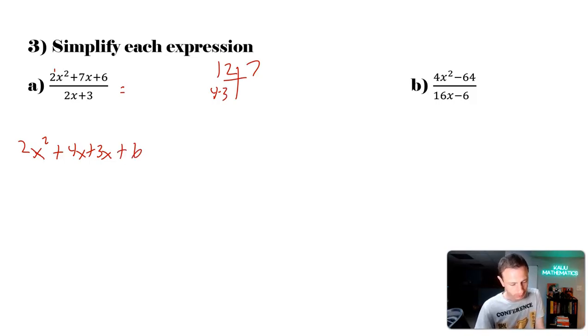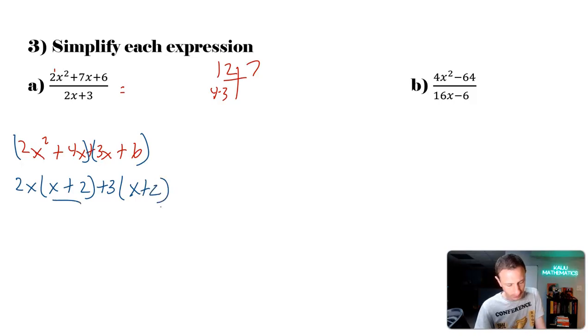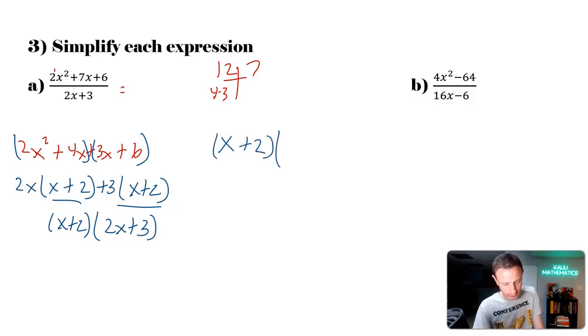And then we group. I'm going to group these two, group those two. I'm going to factor out a 2x, left with x plus 2. Factor out a 3, x plus 2. And then look at that, we got our x plus 2's, and left with 2x plus 3. So factoring the top was x plus 2 and 2x plus 3, all over 2x plus 3.